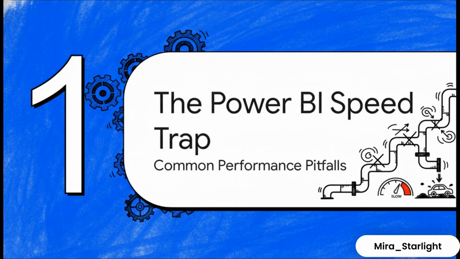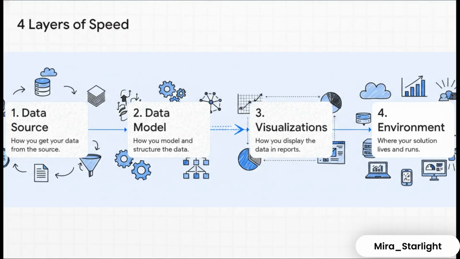To really get this, we need to talk about something I call the Power BI speed trap. It's this set of common mistakes that honestly even super experienced developers fall into, and it all comes down to how we structure the flow of our data. A fast report isn't just one thing, it's a whole system.